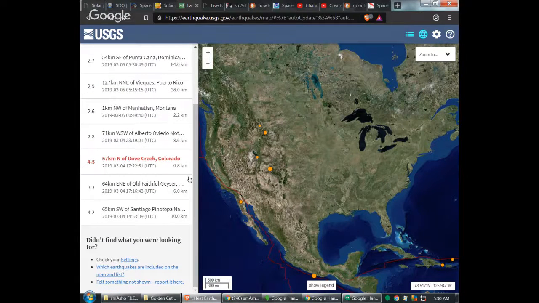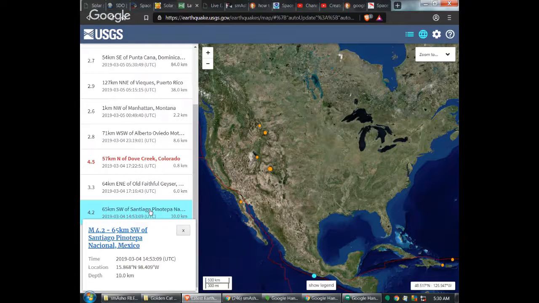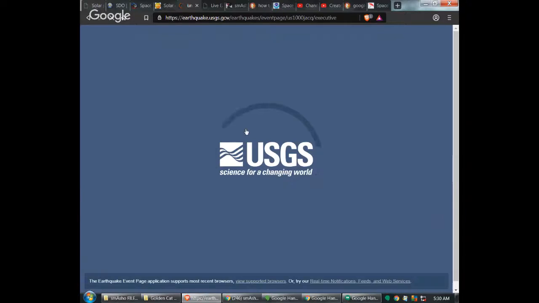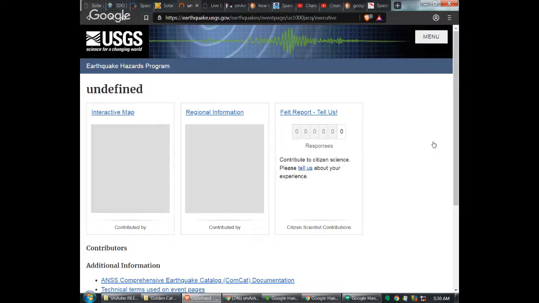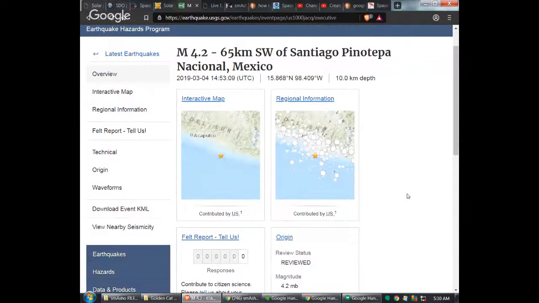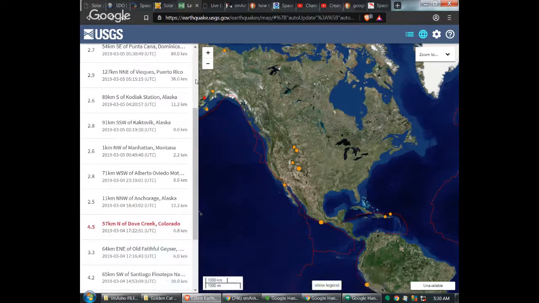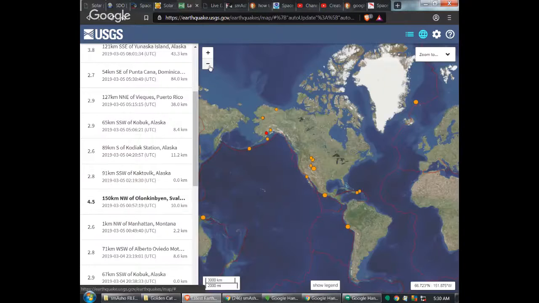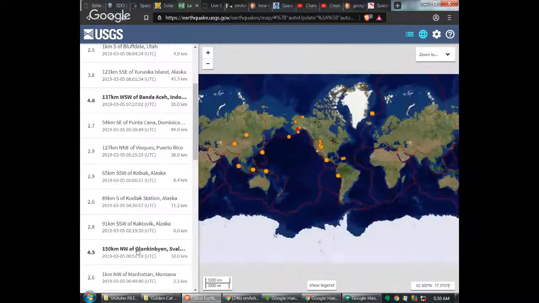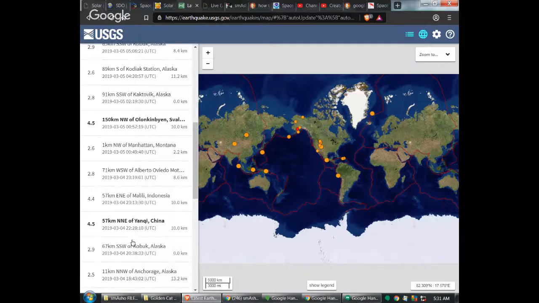So we're only looking at 4+ magnitudes here. First, we've got this 4.2 near Acapulco. Let me zoom out so it just gives us a little blue image of where the earthquakes are located. All right.